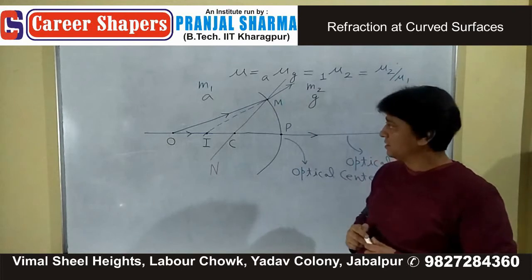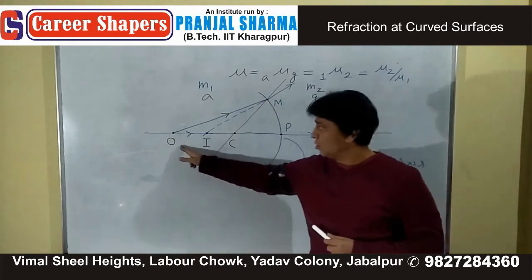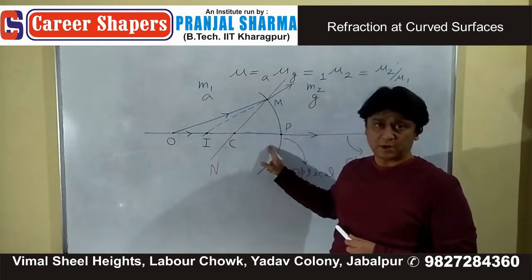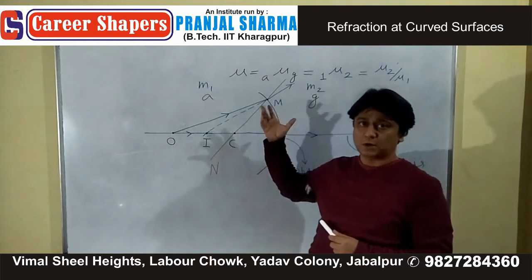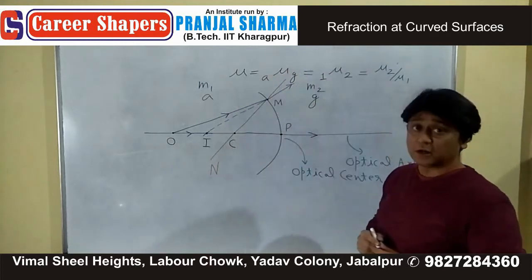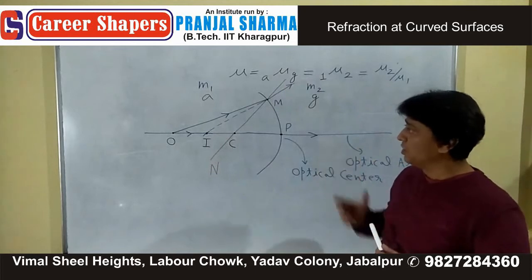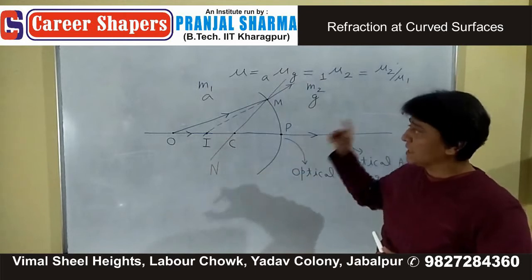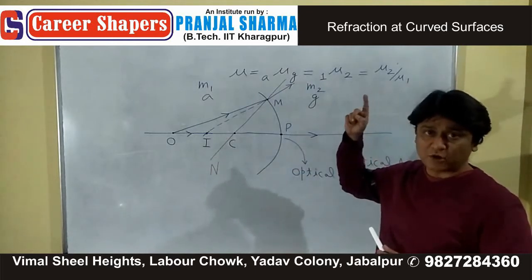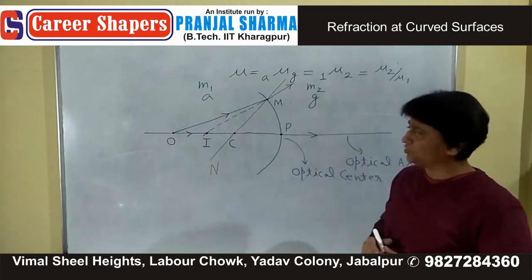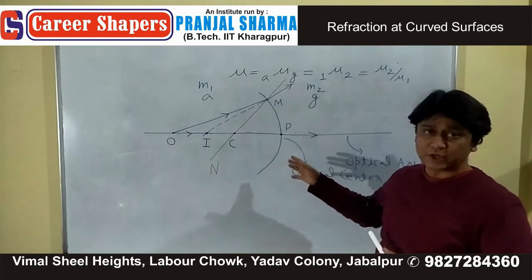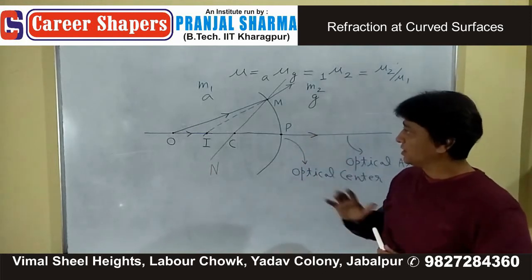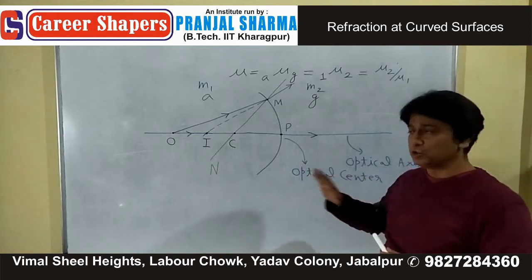Our aim is to find the relationship between OP, IP and CP. Same thing we did with reflection at curved surfaces. In that article we also found a relation between all these distances. Exactly the same thing we'll be doing here. Over there we had the concept of angle of incidence equal to angle of reflection. At this place we'll be using Snell's law, which is sin I upon sin R equals mu. That's the only difference. Otherwise, the geometrical part is almost the same.